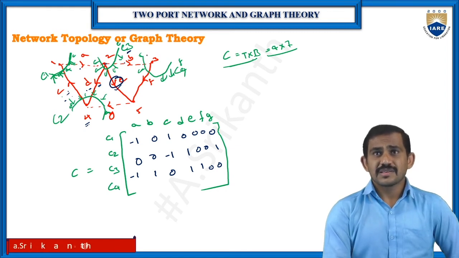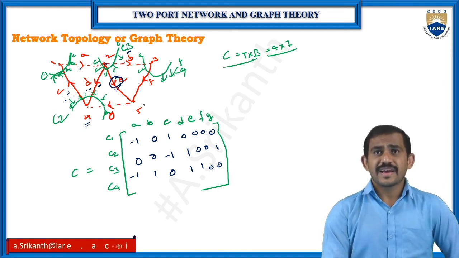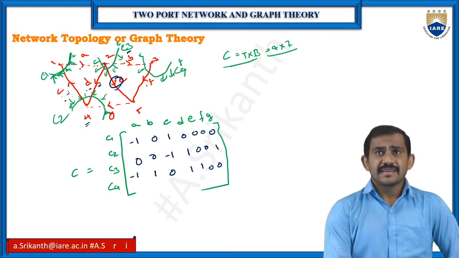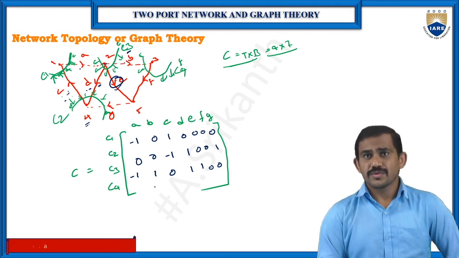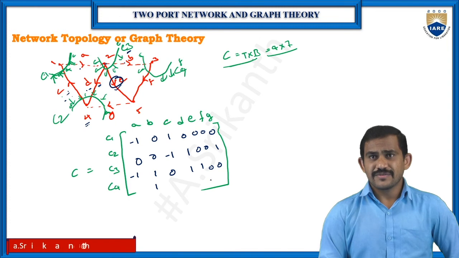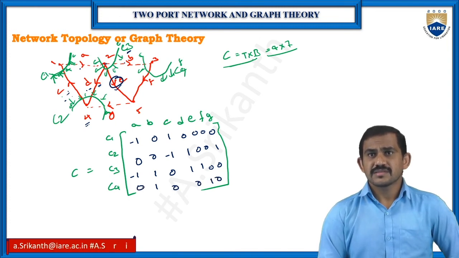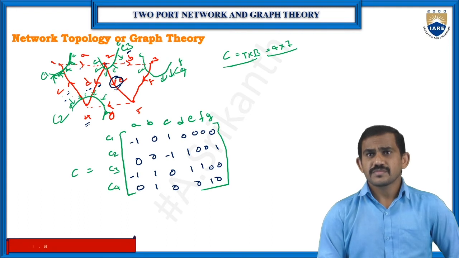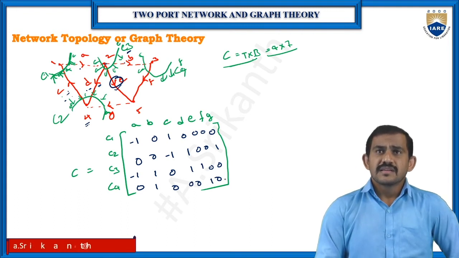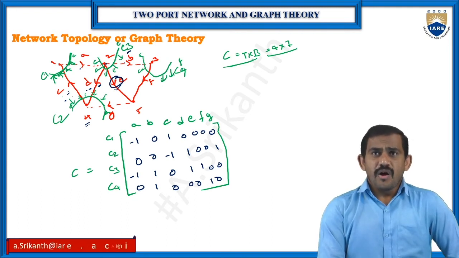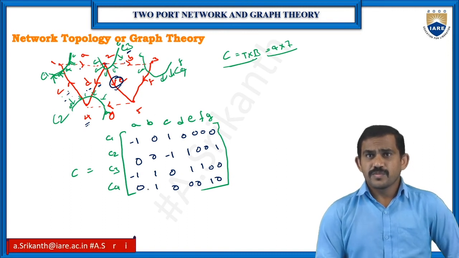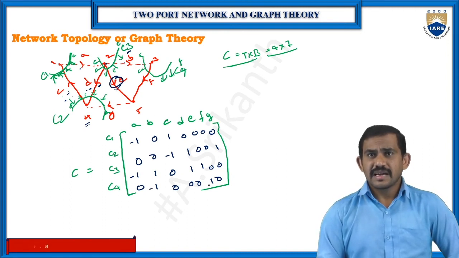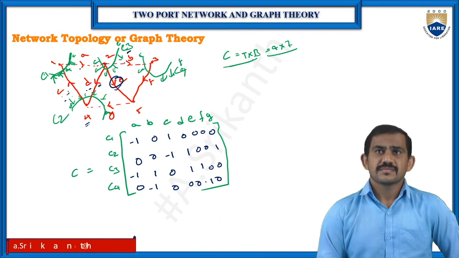And coming to C4, at C4 I have B and F. So B as well as F. Remaining are 0. Here outgoing currents. So B is incoming and F is outgoing. F is outgoing, so we have the value.